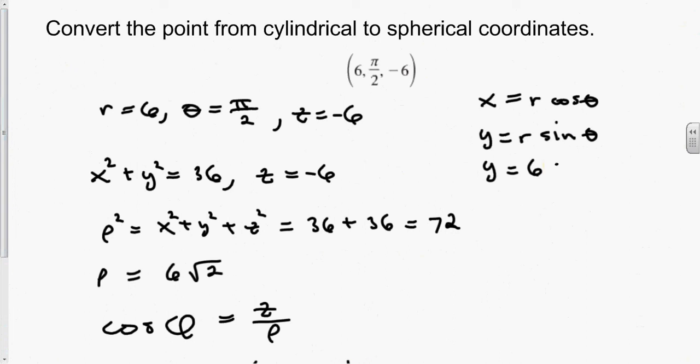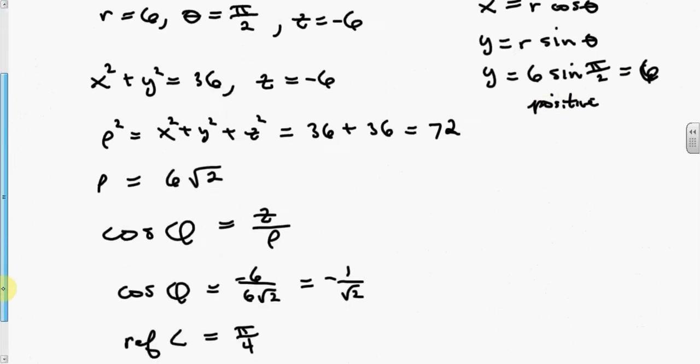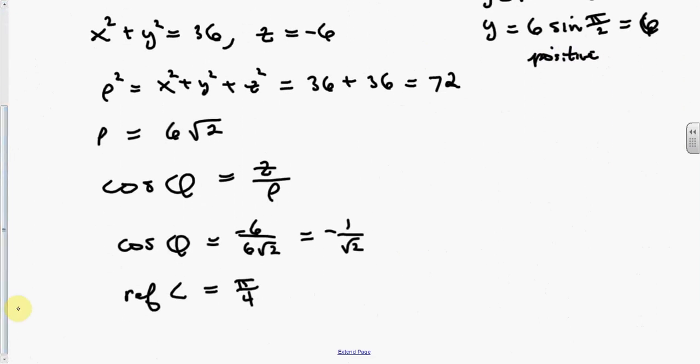This is 6 times sine of pi over 2. That's equal to 6. It's positive. 6 sine pi over 2 is equal to 6. Yes, sir, because what's sine of pi over 2? 1, right? So that's positive, so that tells me that we're in the second quadrant.